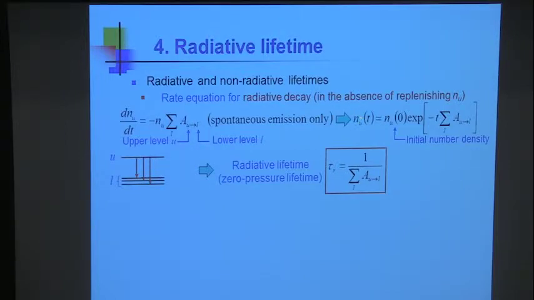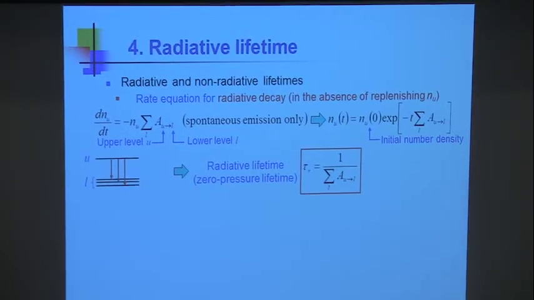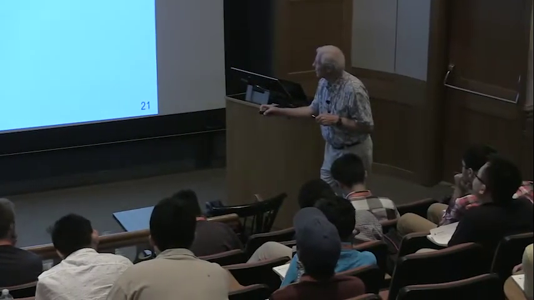So that says that if I have an initial value of n sub u 0, I park some number in level u and leave them alone, they'll decay in time by this simple exponential relationship. Or in other words, the average time is 1 over the sum of the A's. There's a sum here because there are multiple possible lower states you have to consider. So there's a simple relationship between radiative lifetime. It's called radiative lifetime. Sometimes it's called a zero pressure lifetime because only at zero pressure can I neglect collisional effects. In the absence of collisions, they will decay on average in a time that's 1 over the sum of the A's.